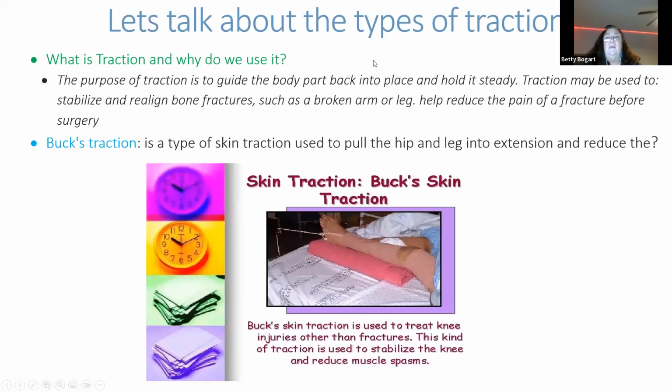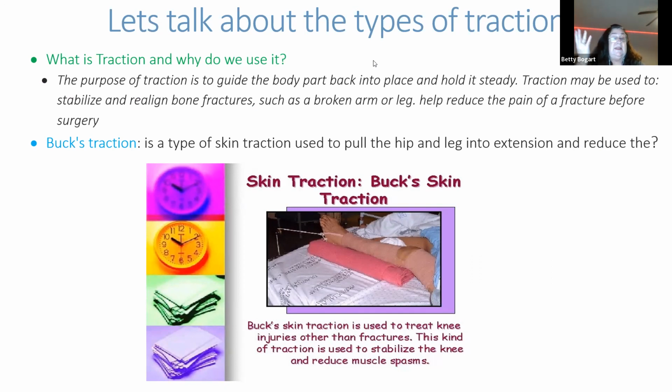So now, let's talk about traction. And you're going to say, traction, what do we use traction for? Well, what we use traction for is to pull body parts apart so that they can get straight and they can be held steady. It is used to realign arms or legs, and it does help reduce the pain of a fracture before surgery.